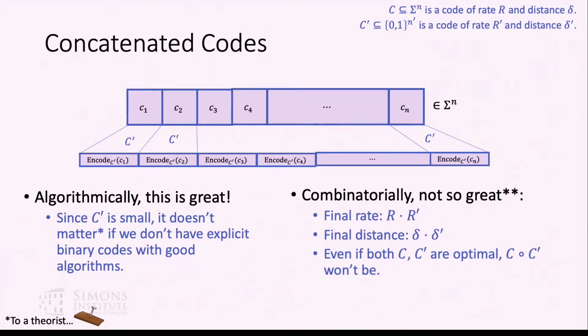But combinatorially, it's not so great even for a theorist. When you concatenate, basically you multiply the two rates and you multiply the two distances. So even if both the outer code and the inner code that you start with are optimal, their concatenation is not going to be. So we won't be able to handle the right amount of worst-case errors if we wanted to do this. Side note: for some flavors of theorists, concatenated codes can optimally handle random errors. That's a different talk. But for worst-case errors, this is not great.